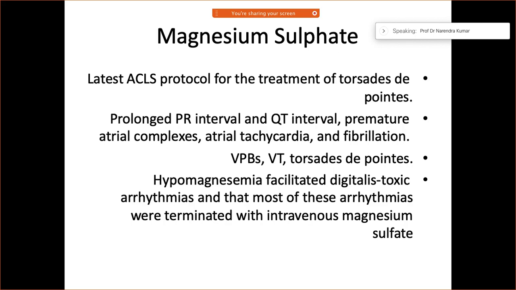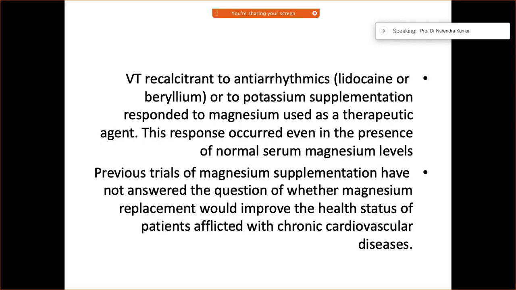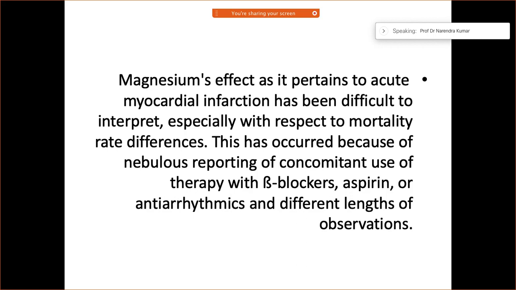So that's why, whenever you have already used lidocaine or even amiodarone, for example, for VT treatment, this is the other drug which can be of great importance and great value addition for such patients, in fact. And yes, a lot of clinical trials have already been done, but they have not shown too much of a positive effect, especially for chronic cardiovascular disease.